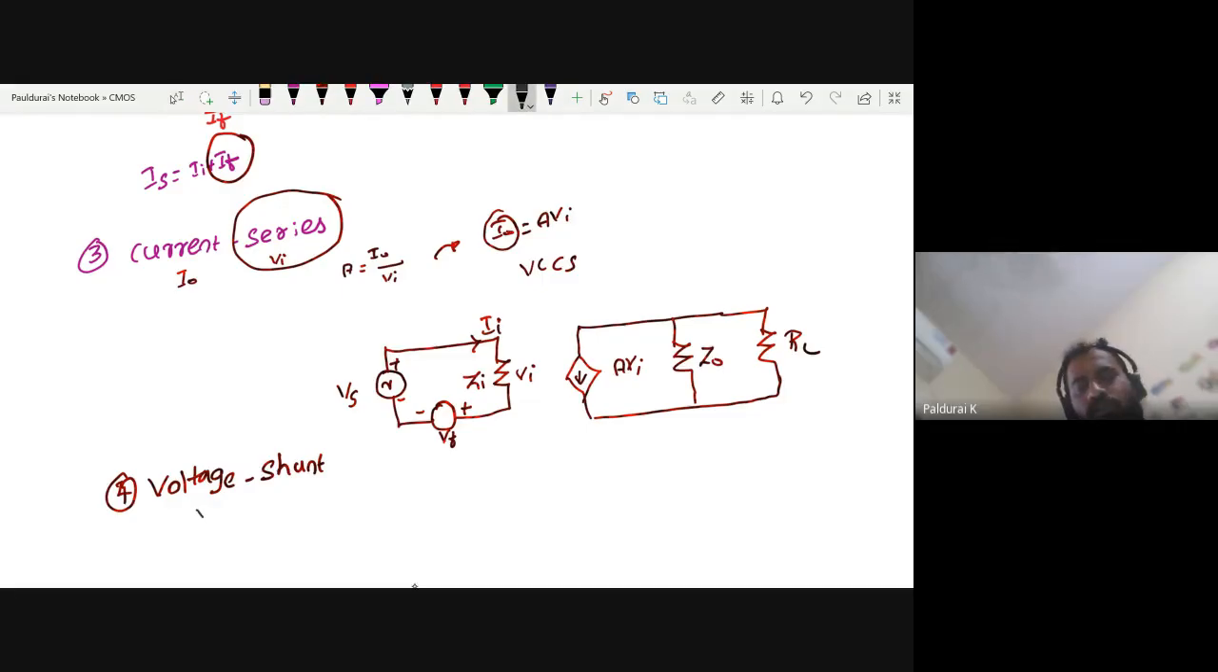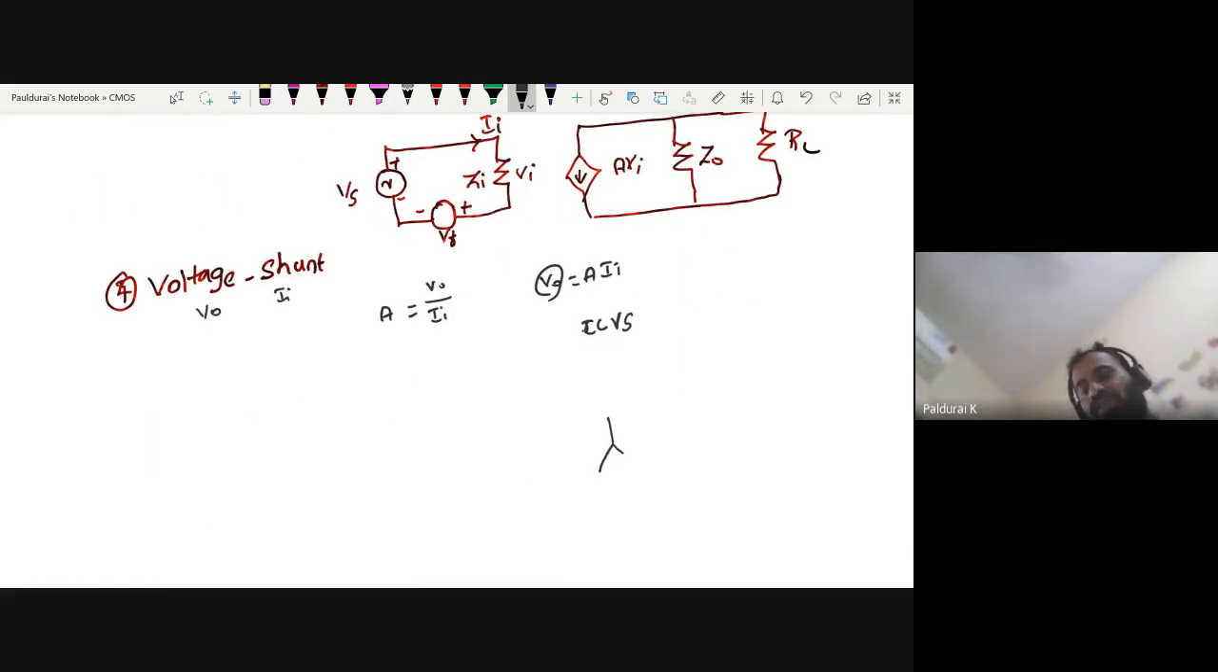So this time my output is voltage, input is current. So output is voltage, input is current. This has some gain, where V out equals A times II, output is a voltage quantity. So it is a voltage source. It is controlled by some input current. So this is called a current controlled voltage source. Current controlled voltage source. So voltage source, plus minus, and it is controlled by some input current. So this is a voltage source in series with some output resistance. And here it is my RL.